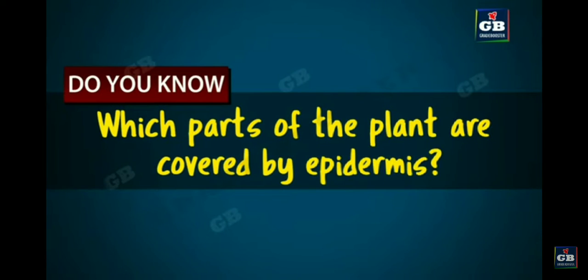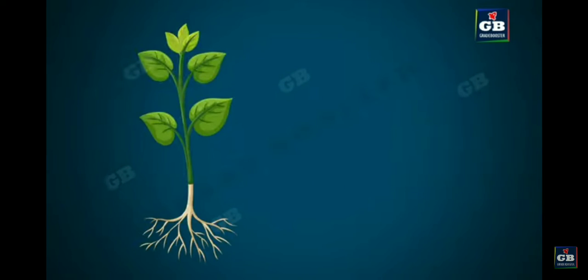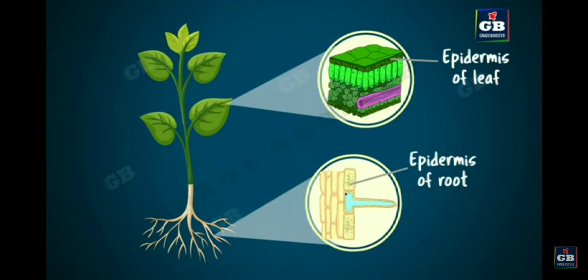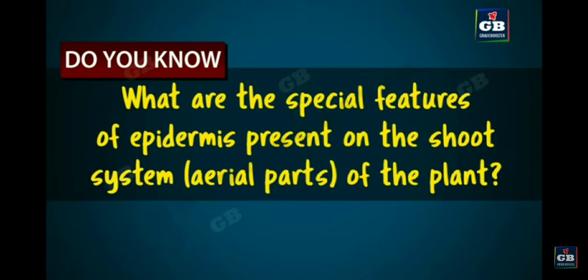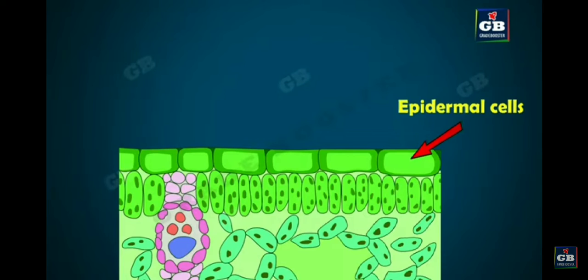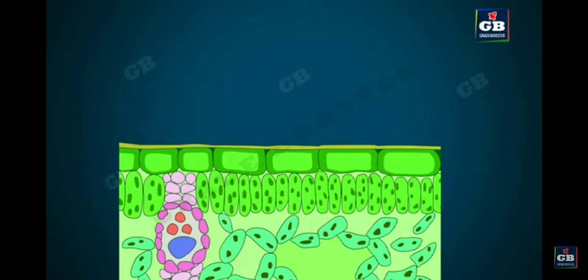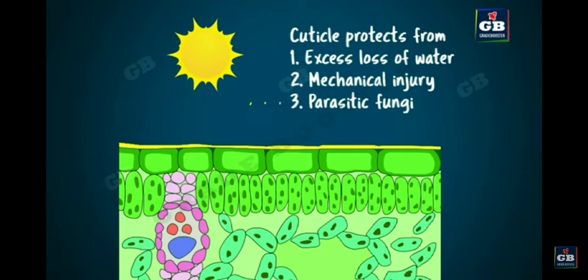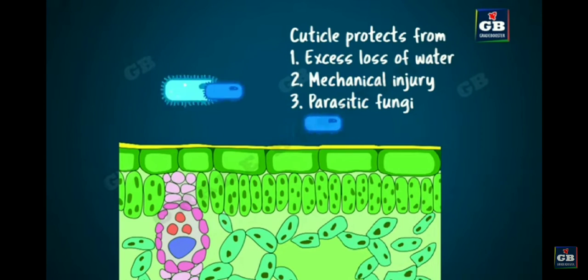Which parts of the plant are covered by epidermis? All parts of the plant are covered by epidermis. But there is a difference between the epidermis covering the shoot system and the epidermis of the root system. What are the special features of the epidermis present on the aerial parts of the plant, that is, the shoot system of the plant? The epidermal cells of the aerial parts of the plant secrete a waxy, water-resistant layer on their outer surface. This waxy layer is called cuticle.